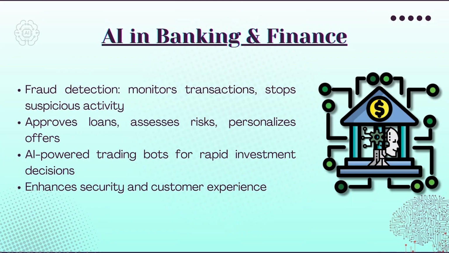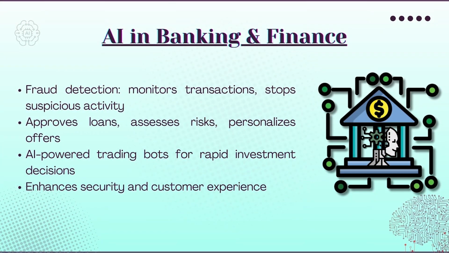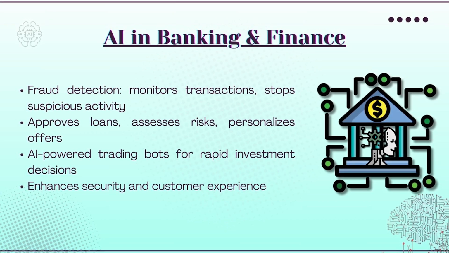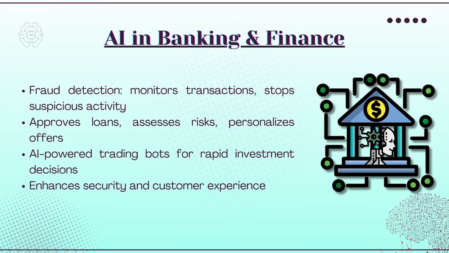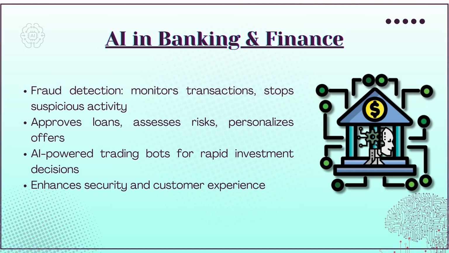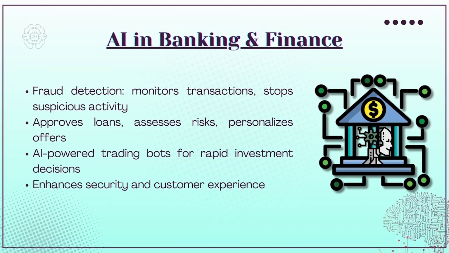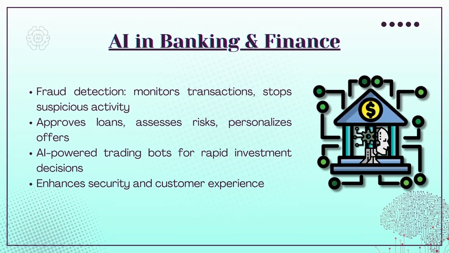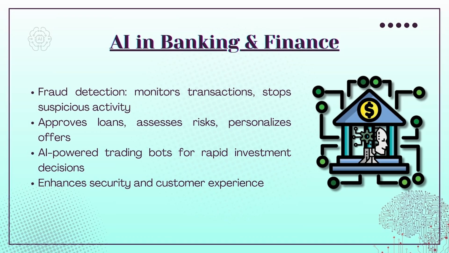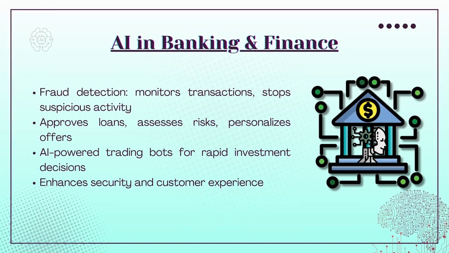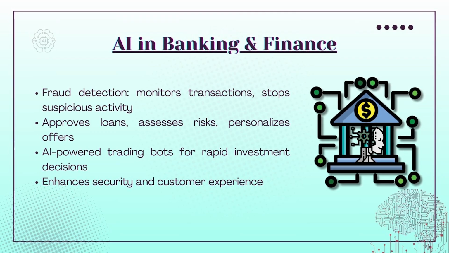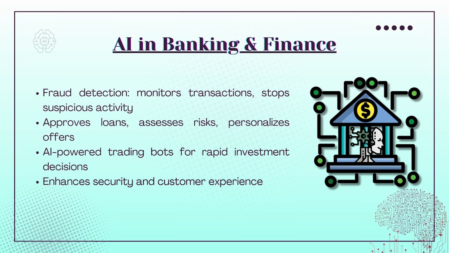Now let's talk about AI in banking and finance. So let's talk about money. If your bank ever froze your card because of a suspicious activity, that's AI working to detect fraud in real time. AI models study millions of transactions and recognize patterns: where you usually spend, how much, and when. So a sudden international purchase at 3 a.m., AI flags it instantly. It's also helping banks approve loans, detect risk, and personalize offers. And in investments, AI powered trading bots are making lightning fast decisions, way faster than any human trader.